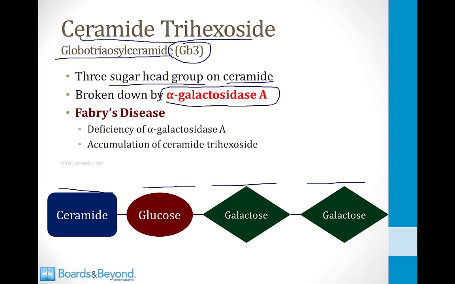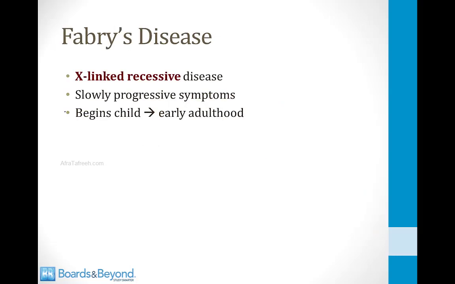And children who are born with a deficiency of alpha galactosidase A have a condition called Fabry's disease, where they accumulate ceramide trihexoside. Fabry's disease has a couple of unique characteristics among the lysosomal storage diseases. First of all, it's X-linked recessive. Most of the lysosomal storage diseases are autosomal recessive. In addition, the symptoms are slowly progressive. They begin in childhood and progress to early adulthood.